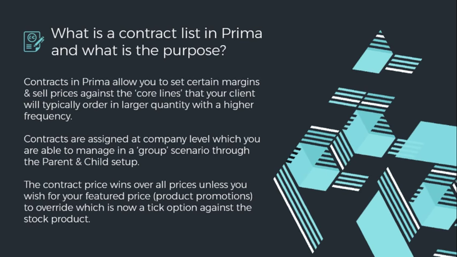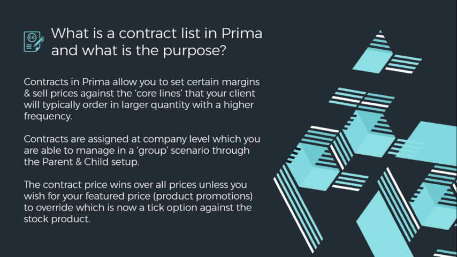Okay, contract price wins over all prices unless within the featured products you can now have a tick option to say this will override the featured price. It'll be the contract price instead. So if you're doing special offers and you do want your featured price to overrule the contracts, you can do. If not, and you want your customer to stick with the contract price, you can also tick an option to make sure that happens as well. Okay, so that's what a contract is and the purpose.